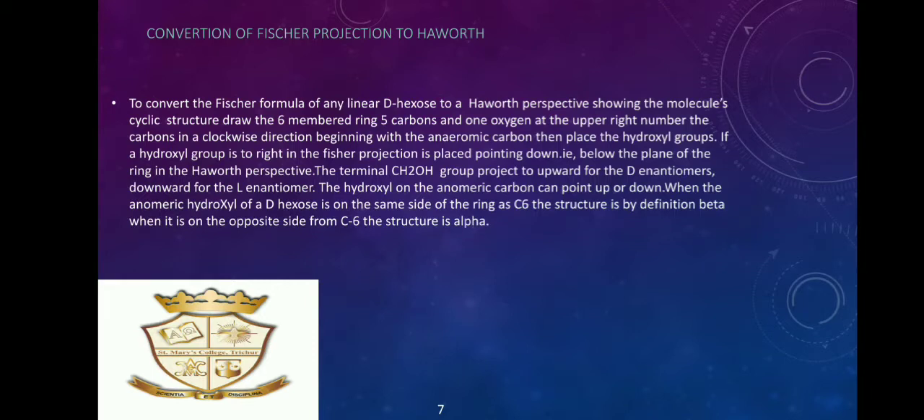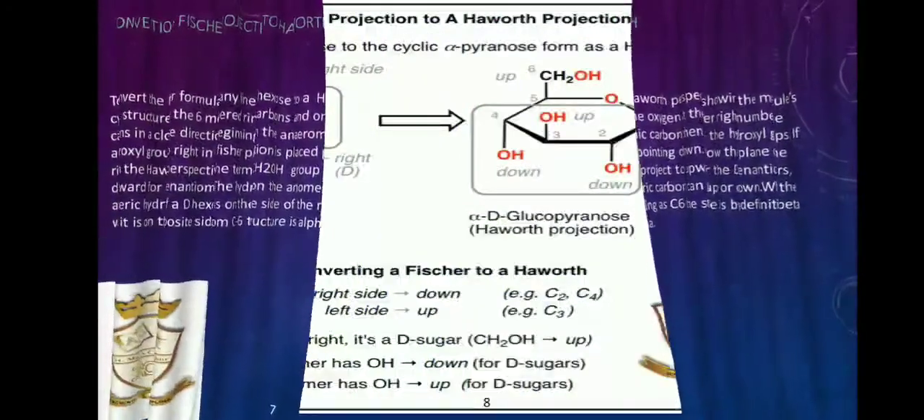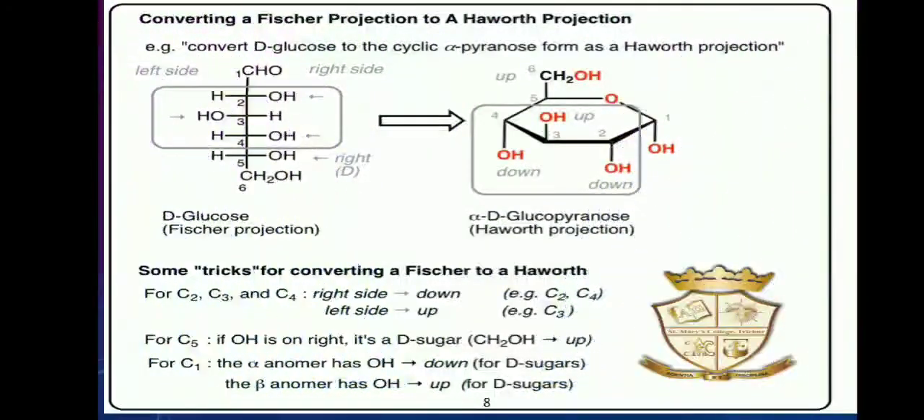The hydroxyl on the anomeric carbon can point up or down. When the anomeric hydroxyl of a hexose is on the same side of the ring as C6, the structure is by definition beta. When it is on the opposite side from C6, the structure is alpha. Here is the diagrammatic representation of conversion of Fischer's projection formula to a Haworth perspective formula.